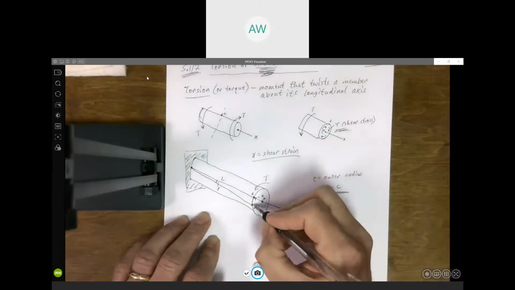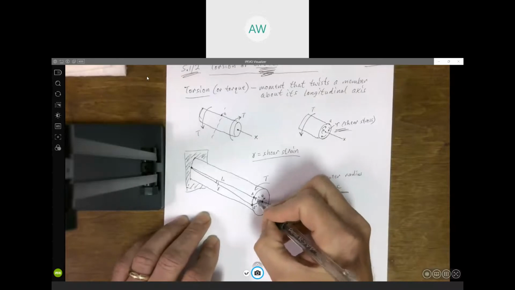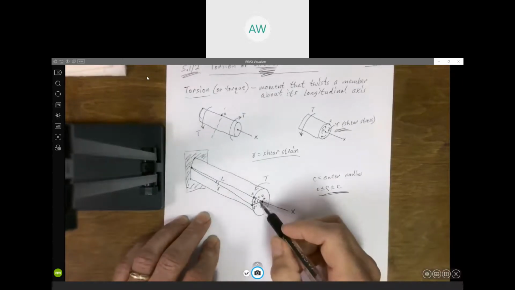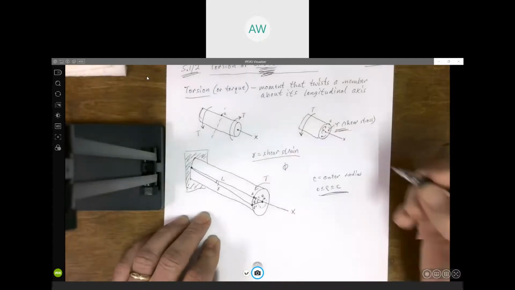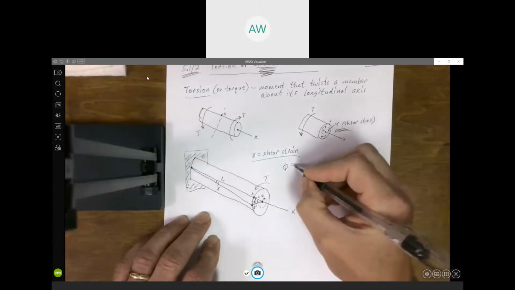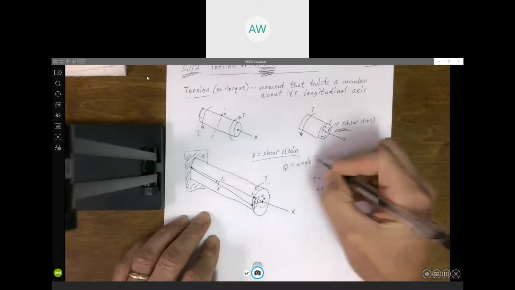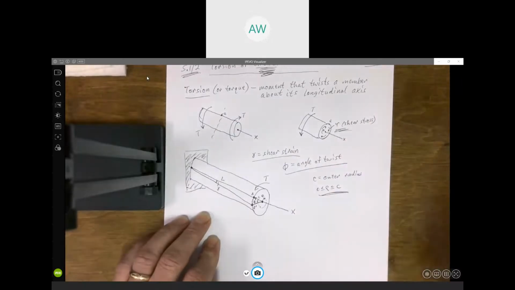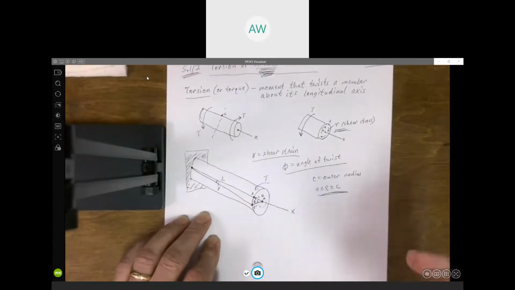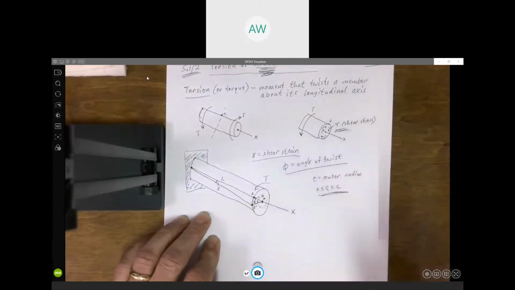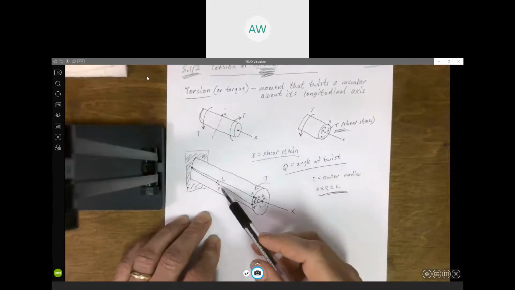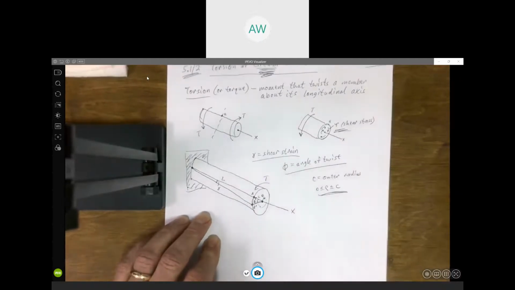Now here on the cross section, it's going to rotate through some angle. I should have drawn my picture a little bigger. But this angle on the cross section, we're going to call it phi, and we refer to that angle as the angle of twist. Two different angles. Phi is the angle if you're looking at the cross section, how much it rotates. If you're looking at the side longitudinally, that angle that it's distorted, we're going to call gamma. That's our shear strain.